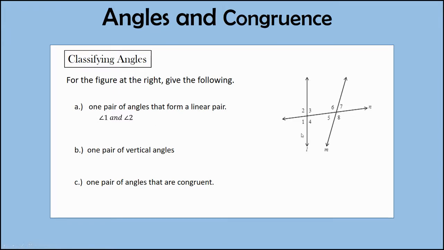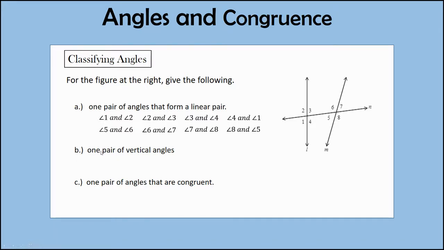Now, there's actually a whole bunch of linear pairs here. Angles 2 and 3 make a linear pair, angles 3 and 4 make a linear pair, and angles 4 and 1 make a linear pair. So there are 4 different linear pairs here, and there are also 4 over here. 5 and 6 are a linear pair, 6 and 7, 7 and 8, 8 and 5. So you have your choice of these 8 different linear pairs. You only had to pick one.